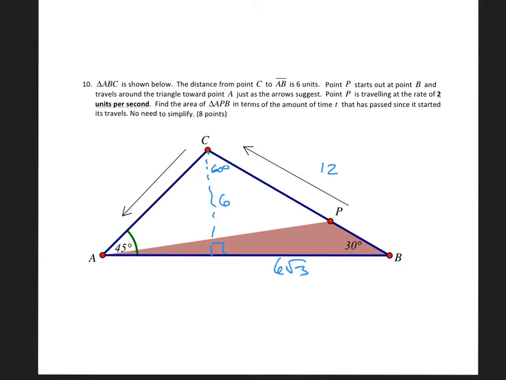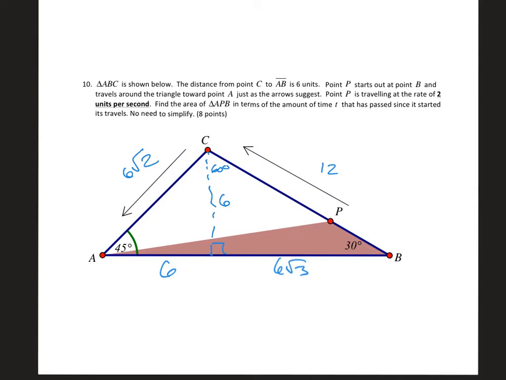Now let's look at the triangle on the left. I'm going to have a 45, 45, 90 triangle. So the legs will both be 6, and opposite the 90-degree angle, or the hypotenuse, is going to be 6 root 2.